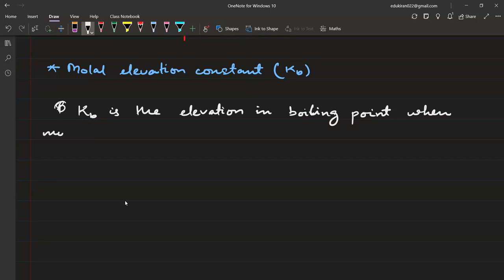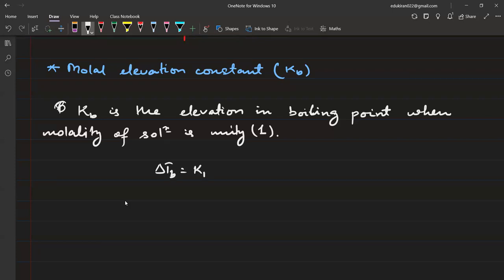when the molality of the solution is unity. Unity means one, right? As we have seen, delta TB is equal to KB into m. When m becomes one, delta TB will be equal to KB. So that is why we have defined it like that.